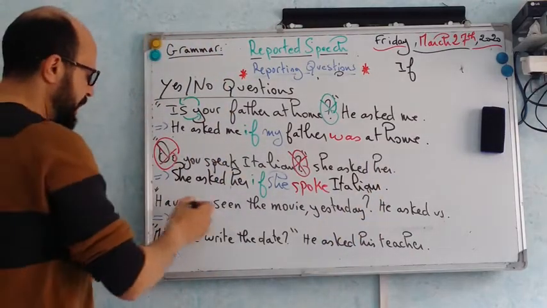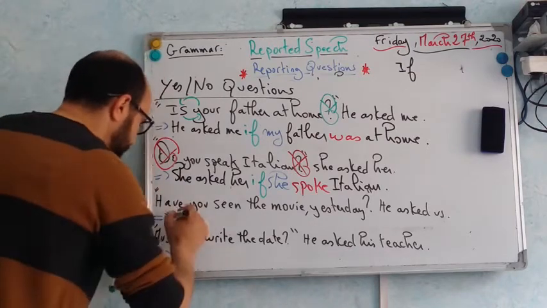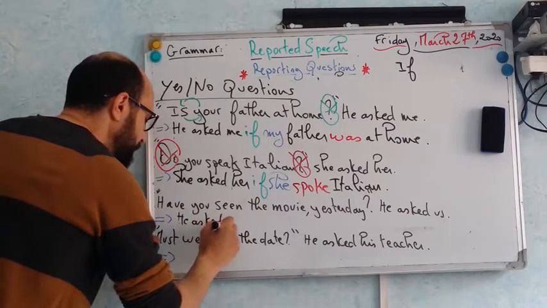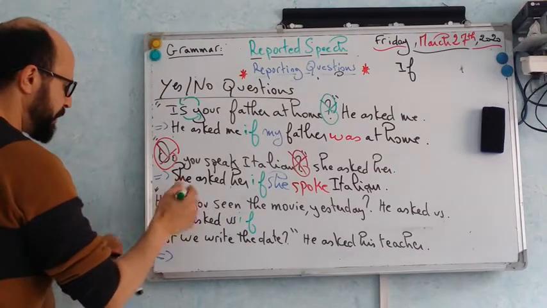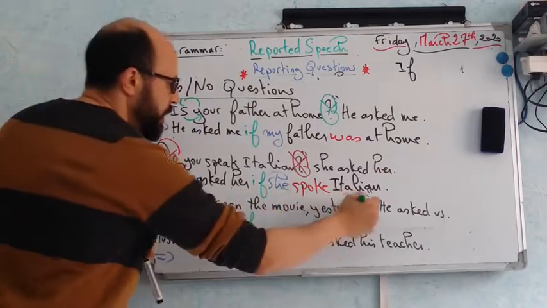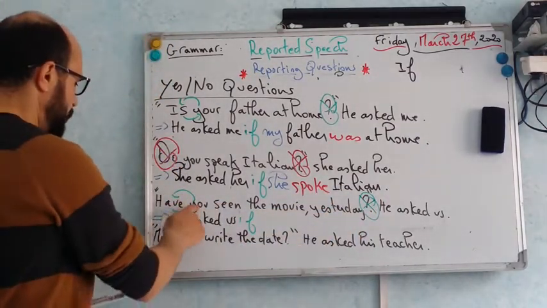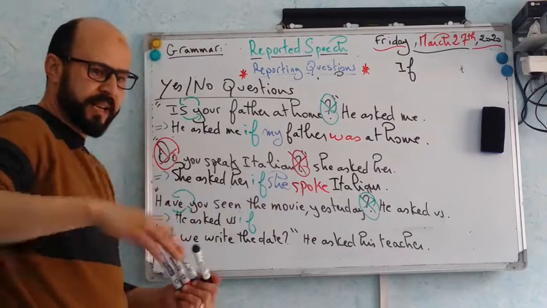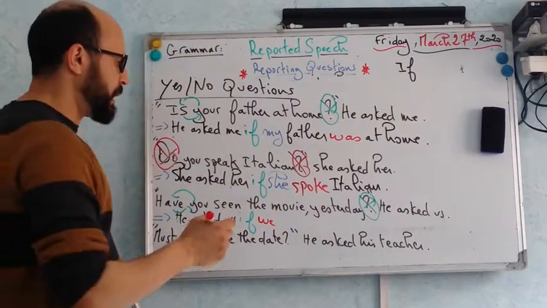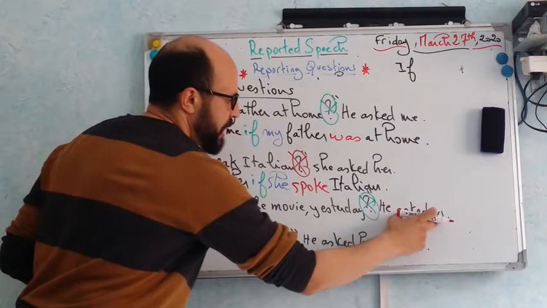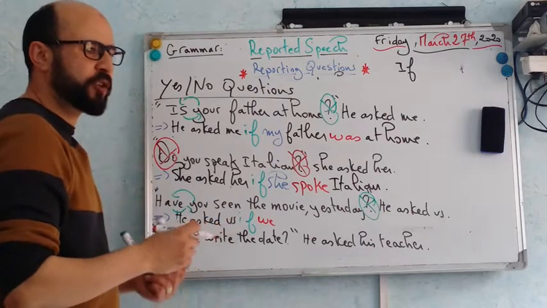Let's see example number 3. Have you seen the movie yesterday? He asked us. Good. We add the word if. We have here inversion. We need to omit it. And we have here question mark. We need to omit it. You is speaking to us, all of us, me and my friends. So we. It's we. It is very important to pay attention to the phrase after the direct speech sentence so that you can see what change of pronouns you're going to make.